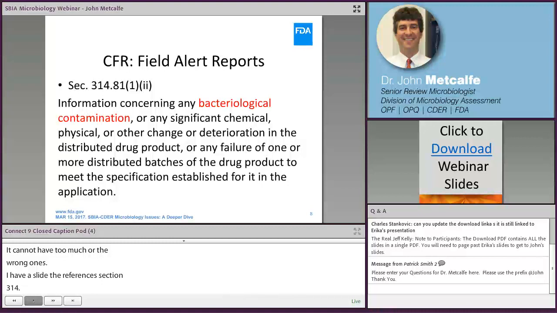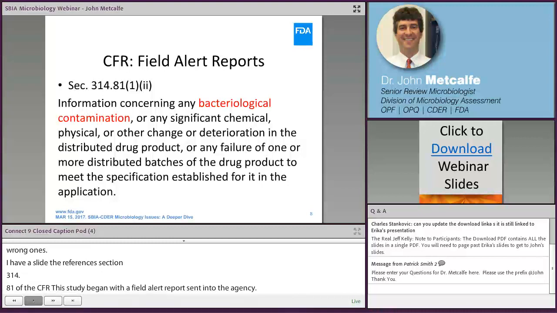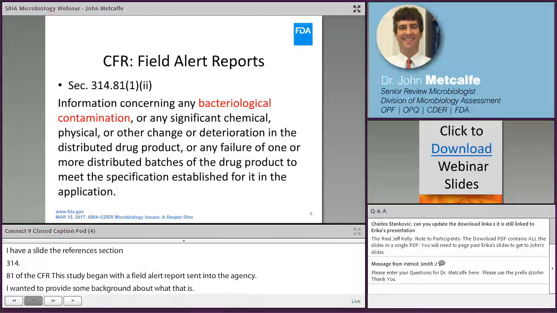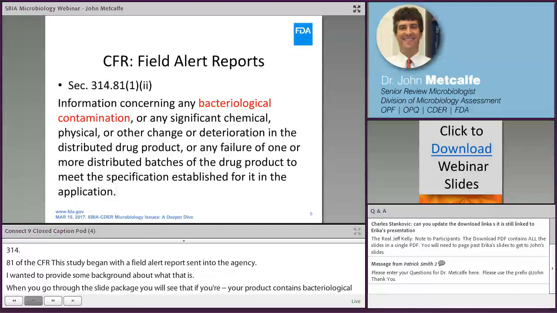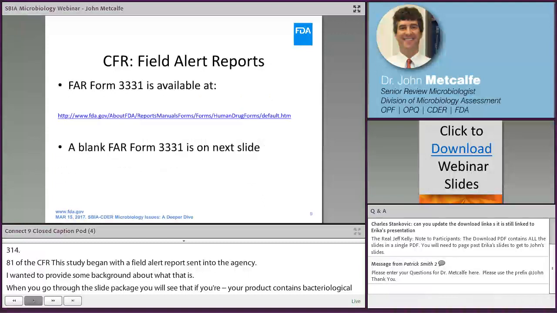When you go through your slide package, you'll see that what this points out is that if your product contains bacteriological contamination or some other significant issue, such as a chemical or physical problem, you need to report this to the FDA using a field alert report. And I won't belabor these points.